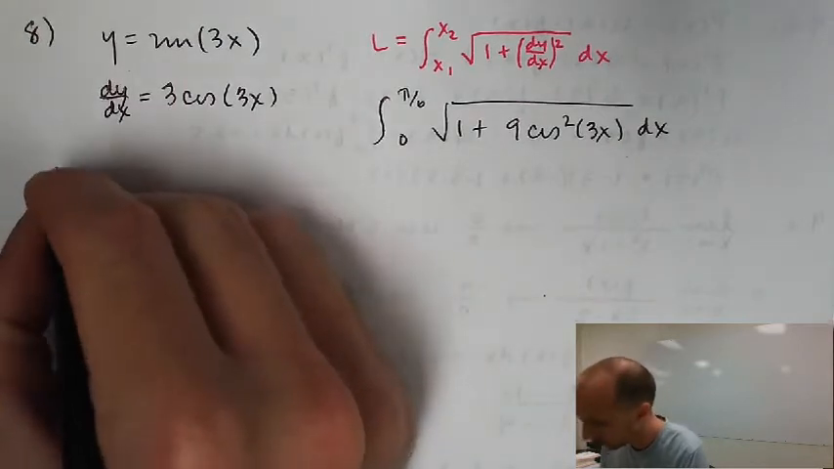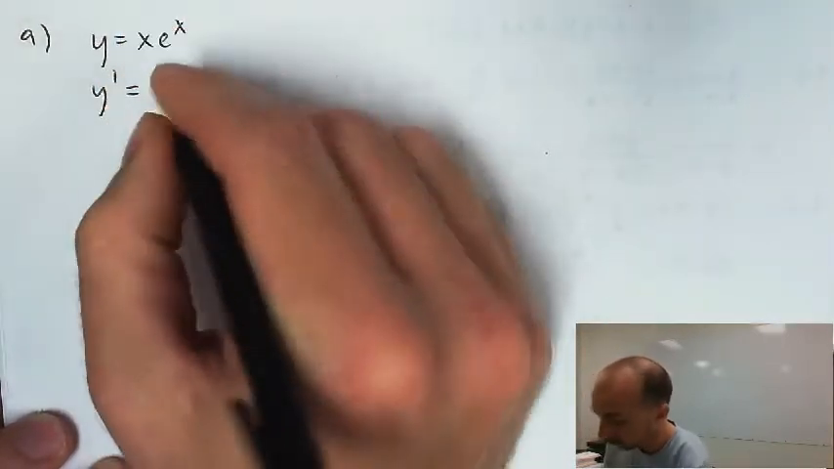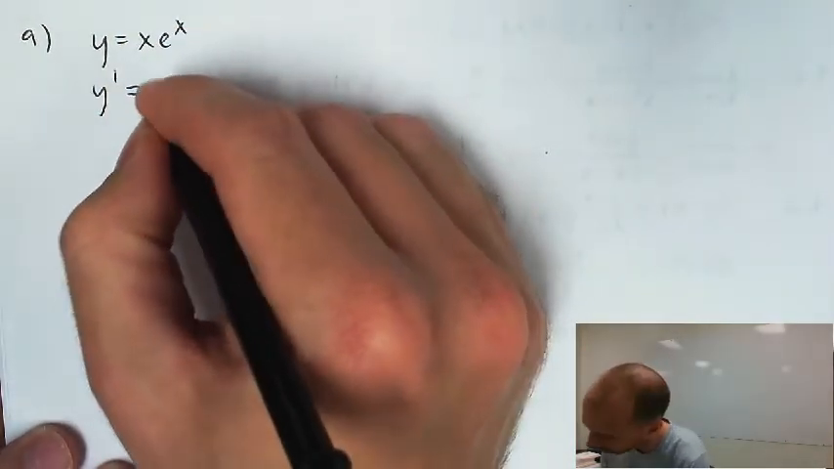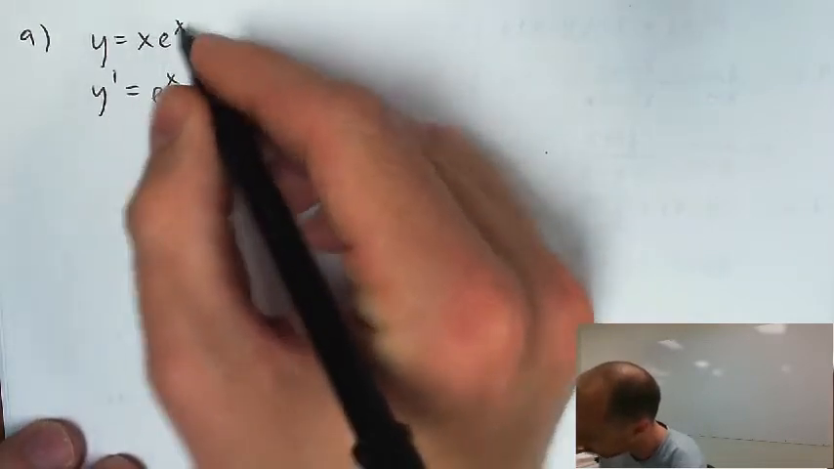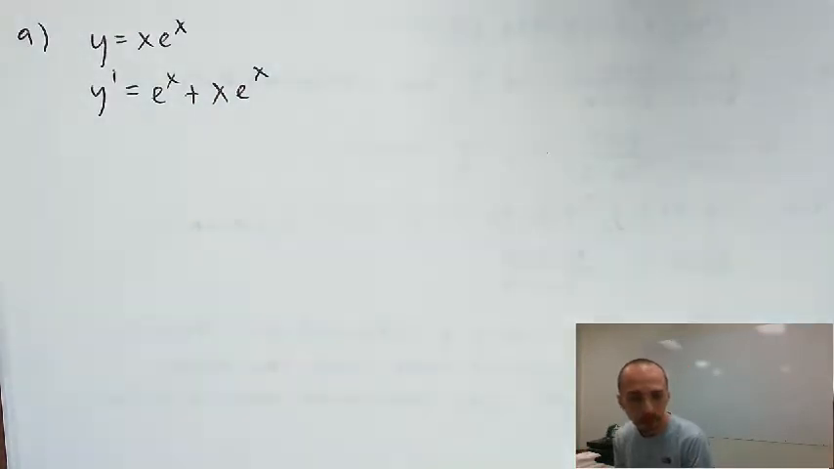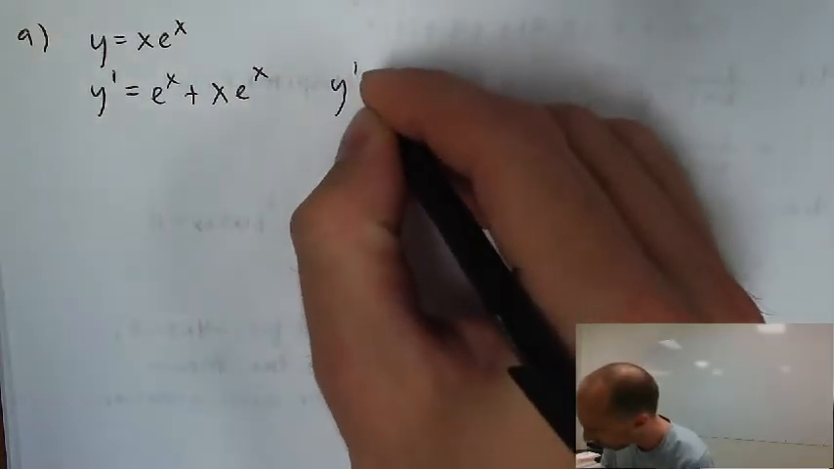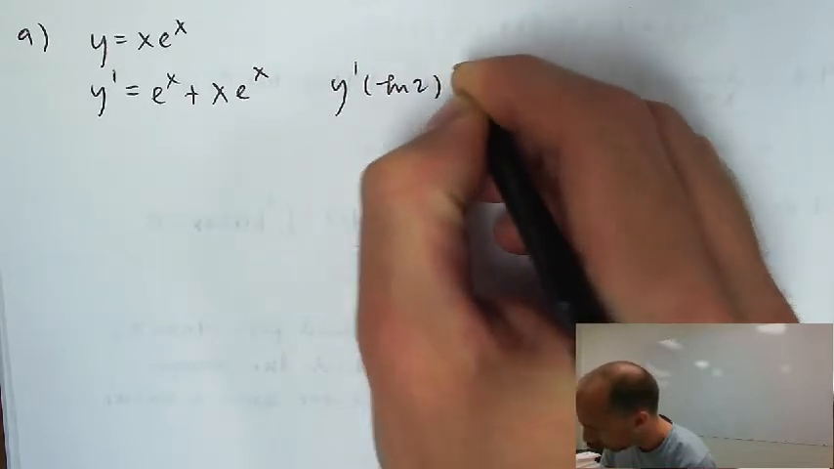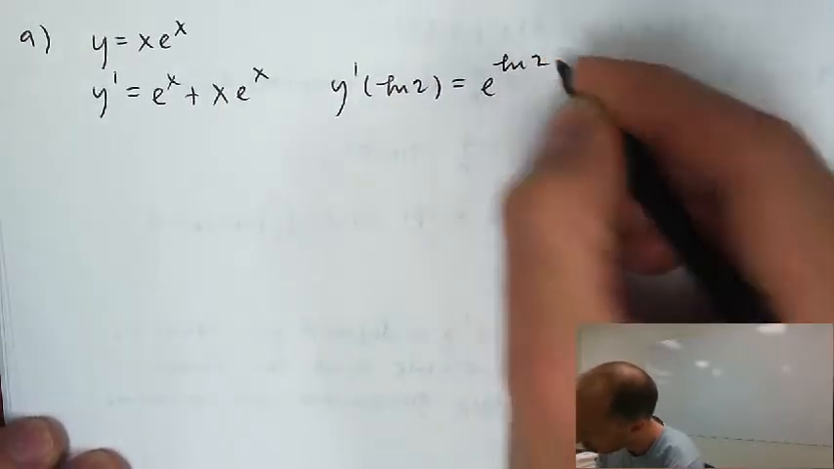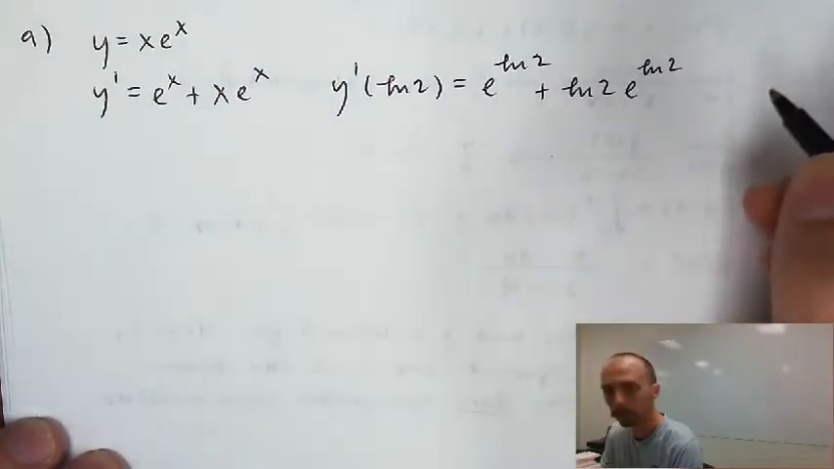Okay, number 9. The slope of the line tangent to the graph of y equals x e to the x. So for the derivative, I'm going to have to use the product rule. Take the derivative of x first, leave e to the x the same. And then add in, leaving x the same, taking the derivative of e to the x. The derivative of e to the x is just e to the x, so I'm just going to leave it the same. At x equals log of 2, the slope of the tangent line, that's y prime. So log 2 is going to be e to the log 2, that's 2, plus log 2 times e to the log 2.